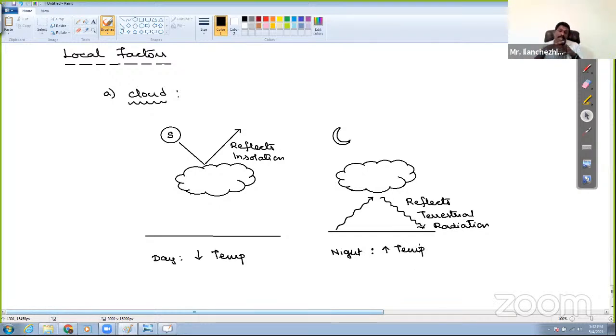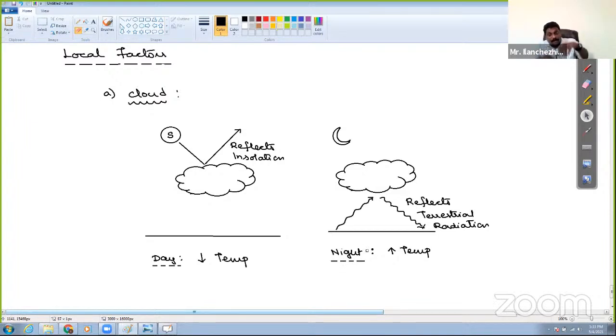Cloud has a dual effectivity. Cloud during the daytime will decrease the temperature, and cloud during the nighttime will increase the temperature. That's the reason normally, my friend, if you have a cloud during the nighttime, you'll be finding it a little sultry, right? Sultry in the sense that you'll be slightly sweaty, you'll be sweating a lot. Somewhere you'll find it's more like warm nights.